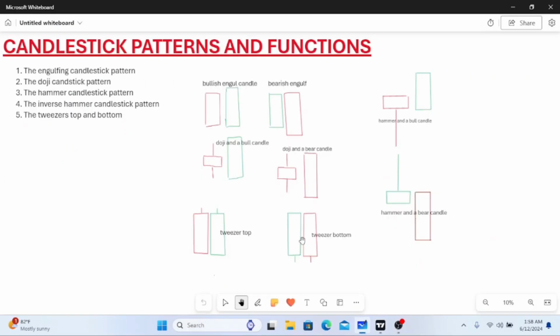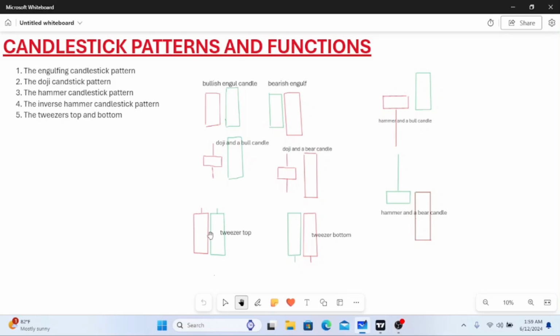And the next is the tweezer bottoms. It's just opposite of the tweezer tops. Directly opposite of the tweezer tops. When you see this tweezer bottom, it means the bears are back into the market. See, it means the bear candle closed on the same level with the bull candle.